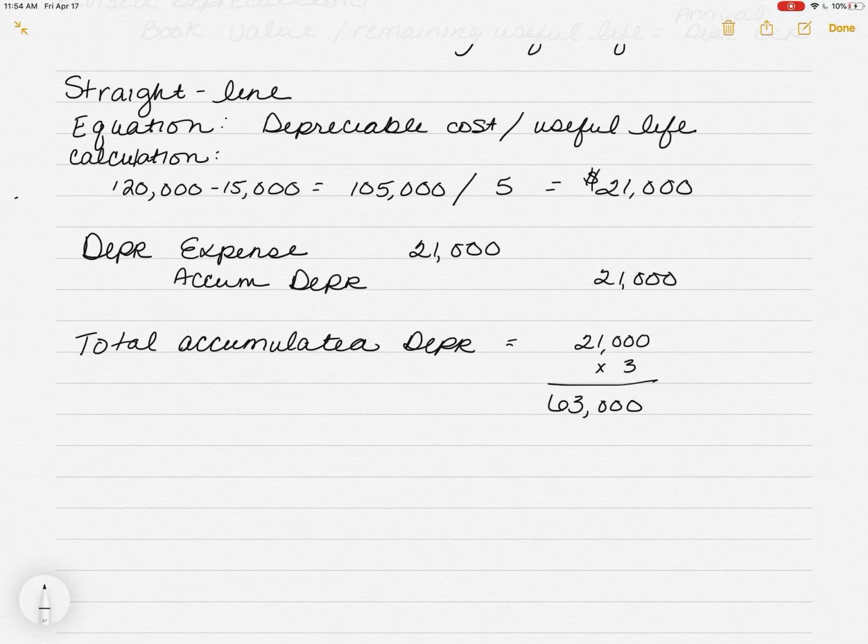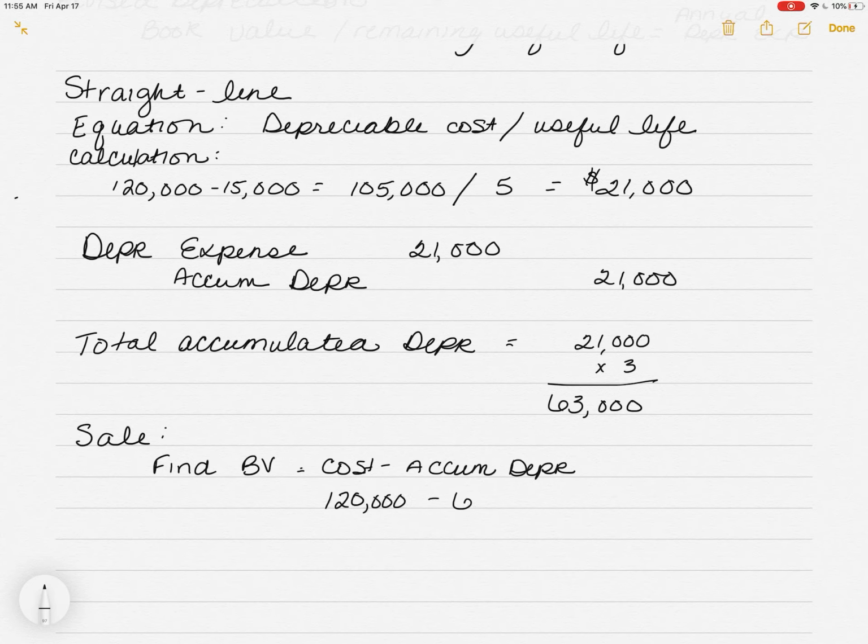When I go to sell this item, to record that sale, I want to first find that book value. Book value, remember, is cost minus accumulated depreciation. Therefore, my book value in this situation is $120,000 minus the $63,000, which gives me a book value of $57,000.